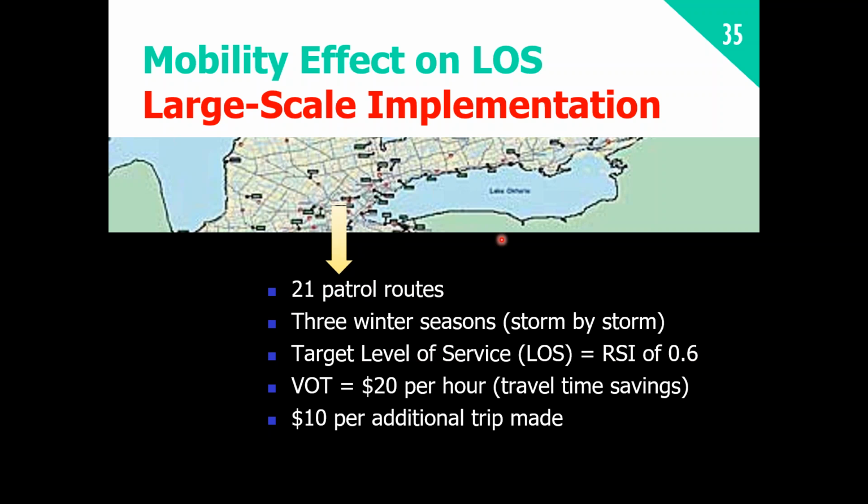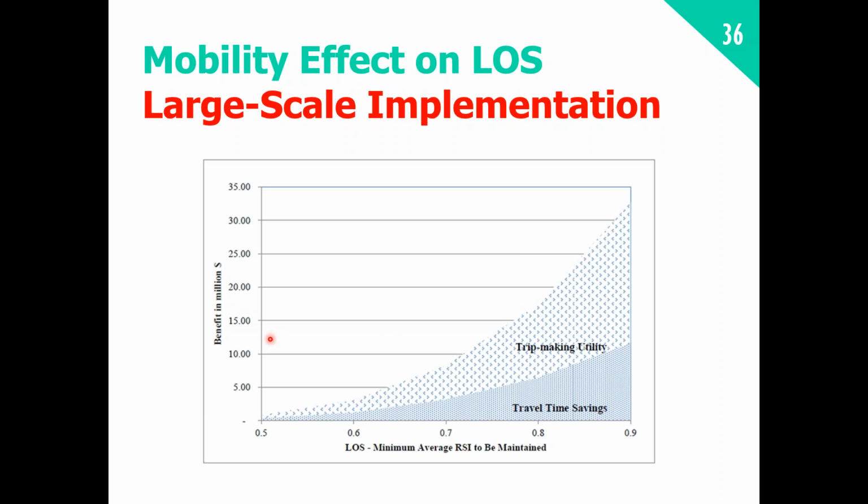So meaning that, no matter what, our goal is to reach the minimum RSI of 0.6, which can be translated into level of service. For the travel time saving, we assume $20 per hour as the value of time for calculating travel time savings, and we have also used $10 per additional trip made for this calculation.